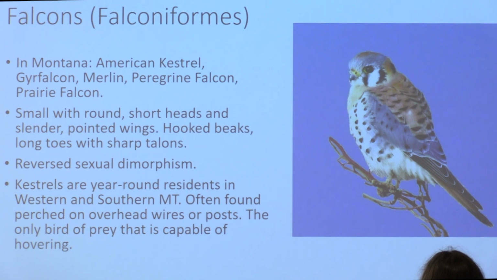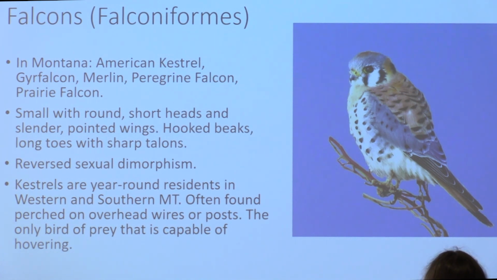Then we have falcons. So this little guy is a male kestrel. He's going to be our little token falcon for today. But we do have 5 different falcon species here in Montana. Falcons tend to be pretty small with round, short heads. And their wing shape can vary, but for open country hunters, like we predominantly have here in Montana, they tend to have long, pointed wings. They also tend to be reversed sexual dimorphism, so females tend to be larger than males.